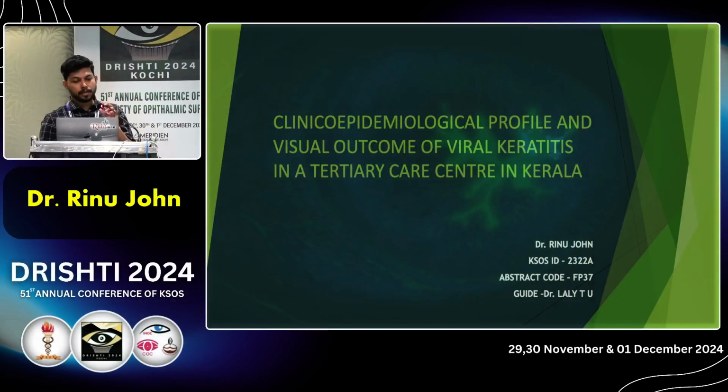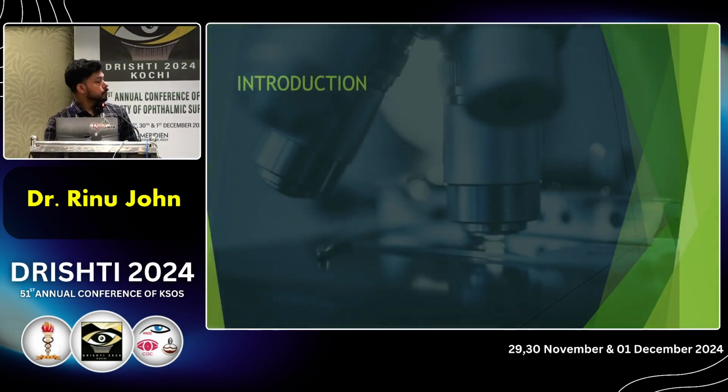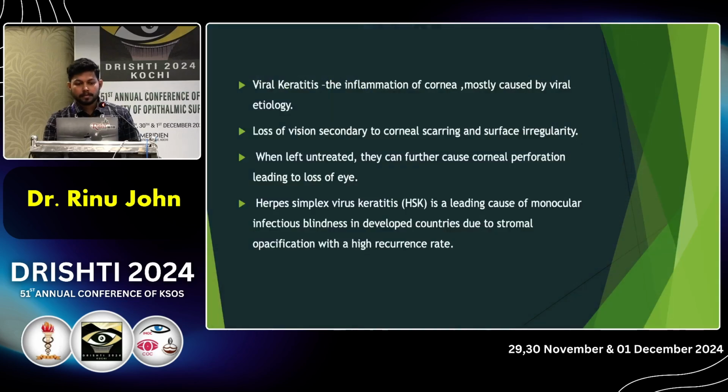So, good afternoon. My topic: clinical epidemiological profile and visual outcome of viral keratitis in a tertiary care center in Kerala. So, coming to introduction. Viral keratitis, the inflammation of cornea mostly caused by viral etiology, loss of vision secondary to cornea scarring and surface irregularity. When left untreated, they can further cause cornea perforation leading to loss of eye.